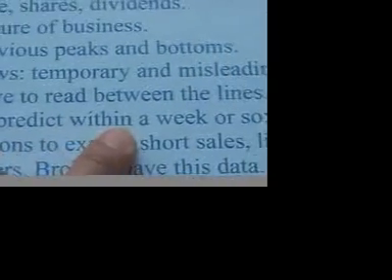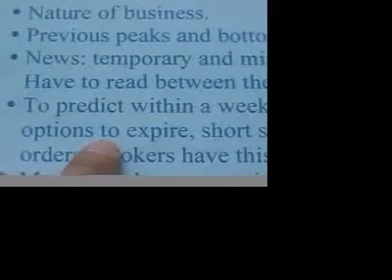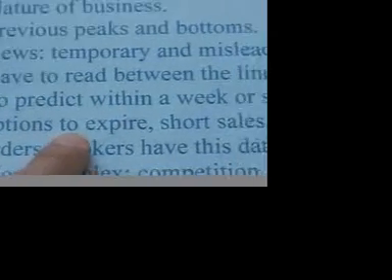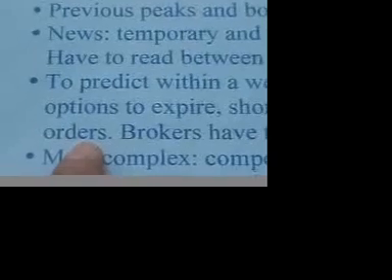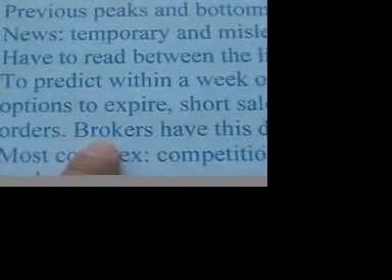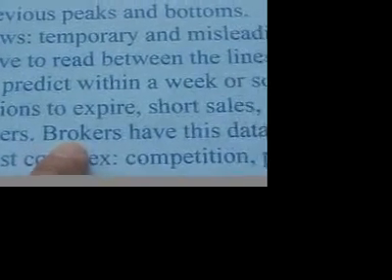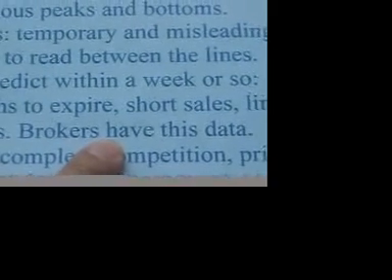If you want to predict what's going to happen within a short time, a week or so, all you need is to look at the volume of options that are due to expire, the short sales that have been made, and the limit orders that have been placed. As a small player, we don't have those data. Only your brokerage companies have, but they're not going to share it with you. They will share the data among themselves. So this is the kind of weapon that small guys don't have.